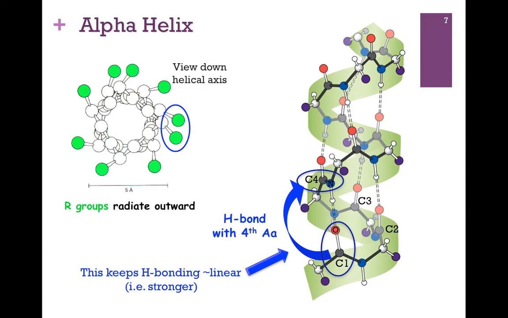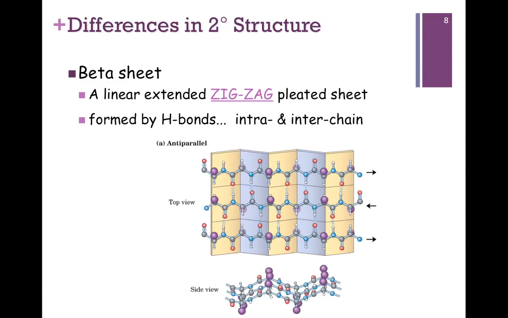The second type of patterned structure that we see in secondary structure is a beta sheet. This is a linear extended, it's called a zigzag pleated sheet, and they're formed also by hydrogen bonds, always the backbone atoms, but you can see a linear array in this case to form those hydrogen bonding contacts. You can see a little bit better why it's called a zigzag pleated sheet if you look at the side view at the bottom of the figure here. You can see it's not a planar arrangement.